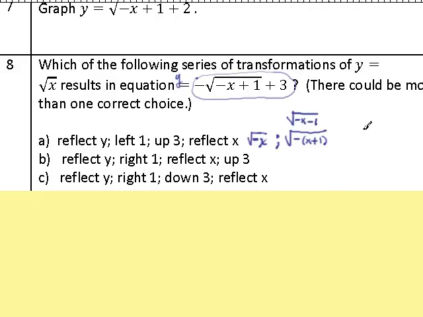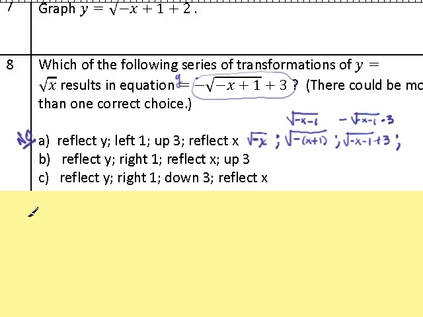Up 3, we're going to add 3. And reflect x negates, puts a negative sign in front of this whole thing. So that would be minus x minus 1 minus 3. That negates everything. We didn't end up where we want, so this one's a no.